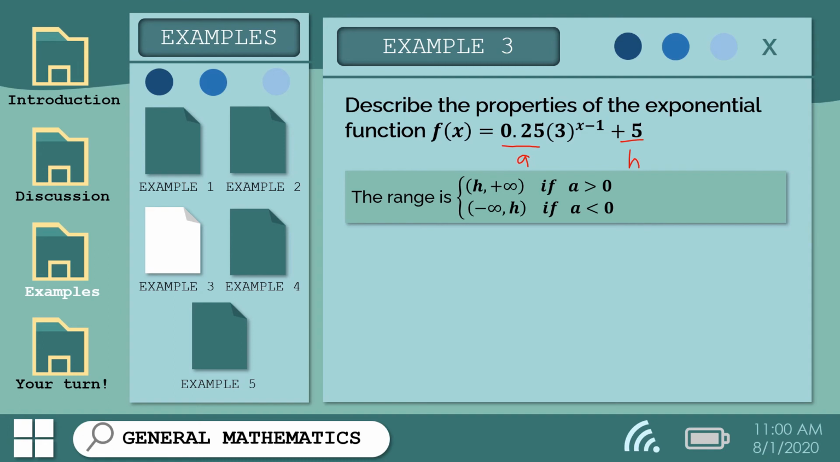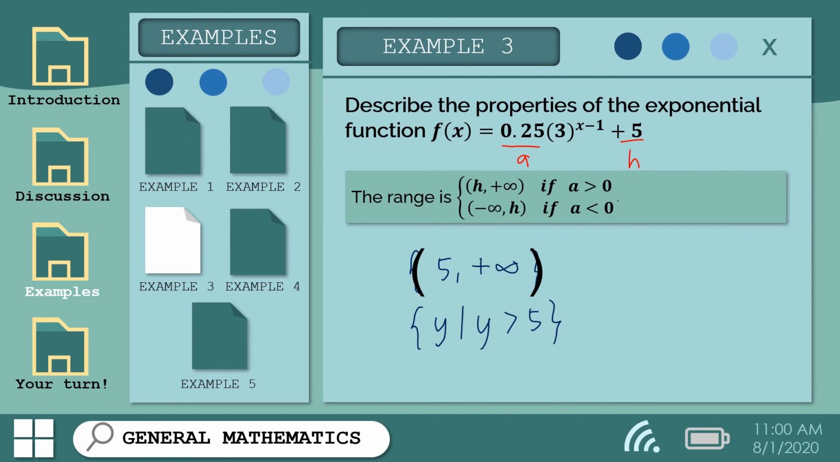So, that is our rule in getting the range. It is based only on our a. And 0.25 is greater than 0. So, this is the rule for our range. In interval notation, our range is, the h is 5, so the range is 5 to positive infinity. Or, in set notation, that is y such that y is greater than 5. So that's our range.